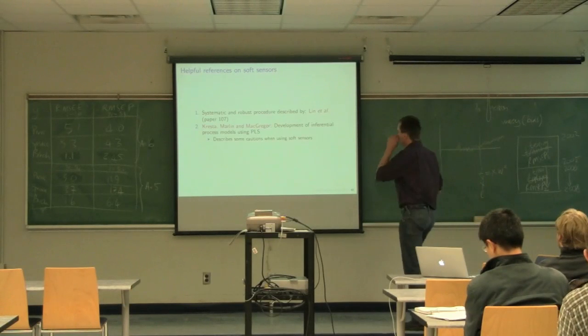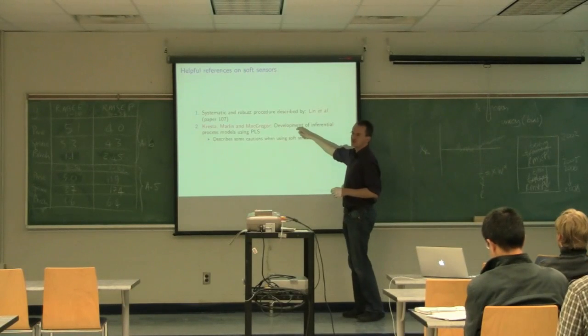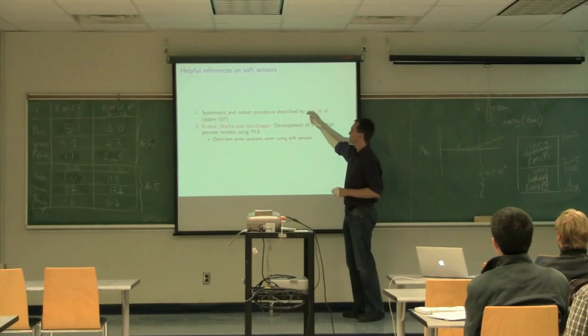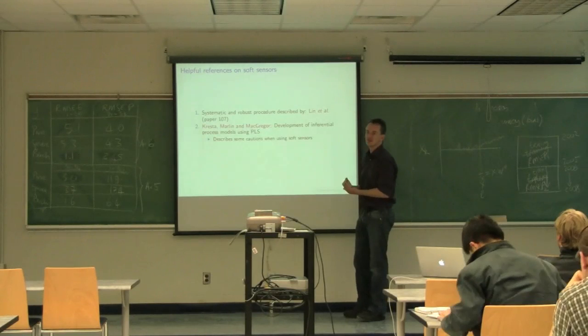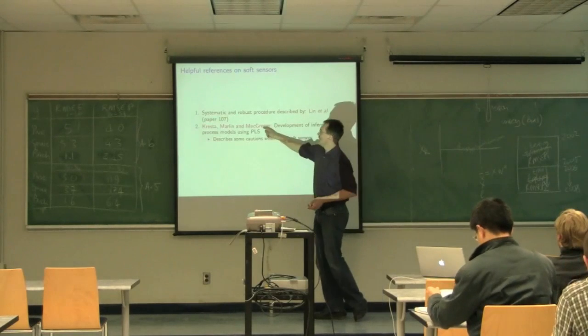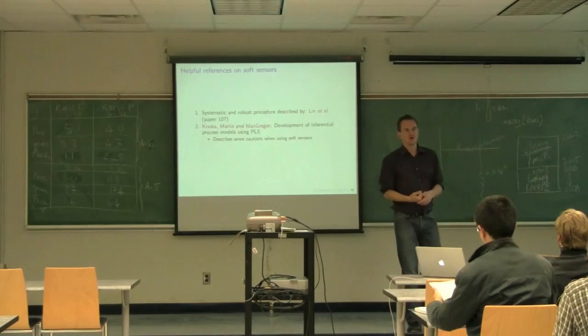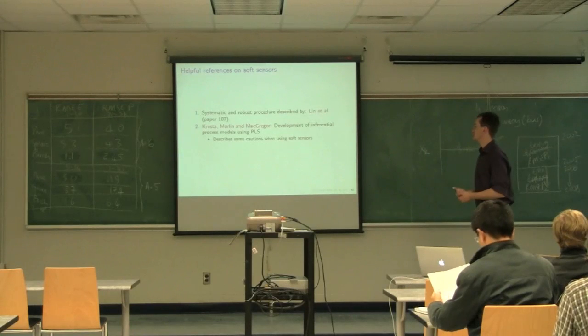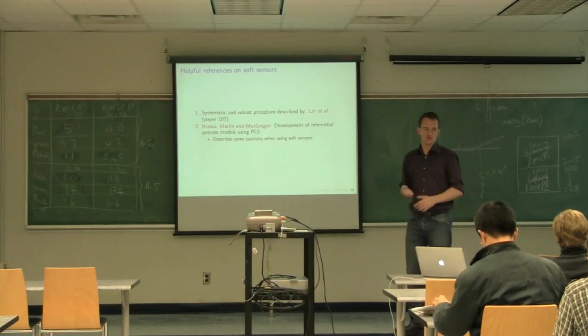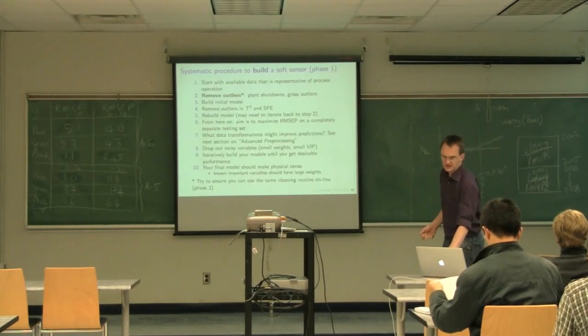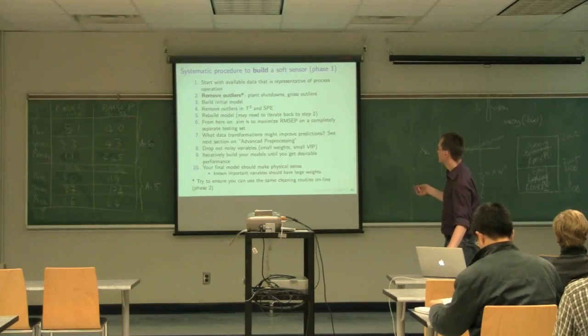Okay, so these two references, I strongly recommend reading both of them. This first one just describes a nice systematic way of going through the procedure of building a soft sensor. The paper by Preston, Marlin, and McGregor was one of the first papers in this area to look at soft sensors, and also describes some of the cautions of using it. So I'm going to look at some of those next. I'll skip over these slides.